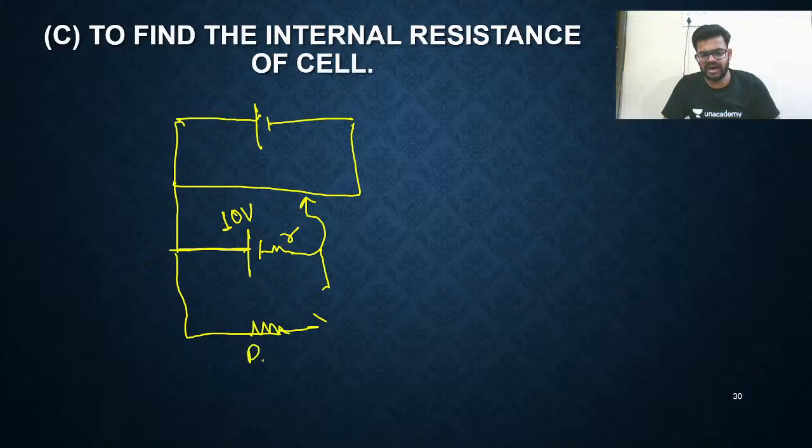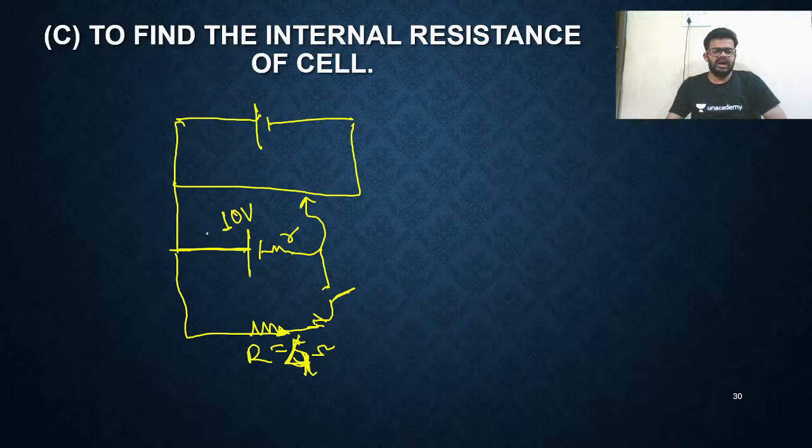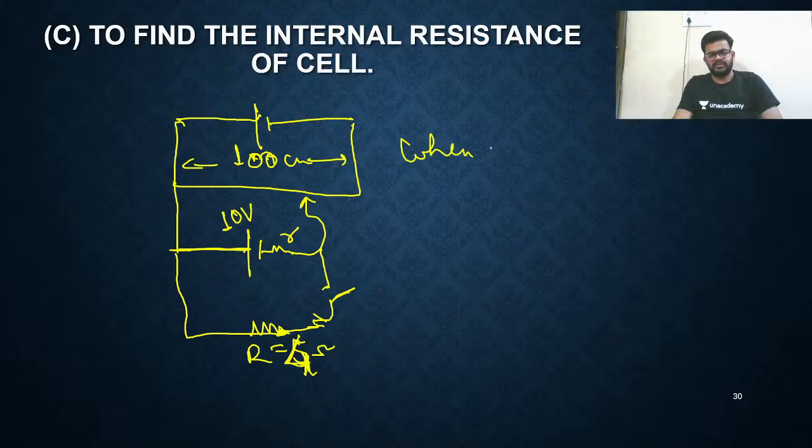Here is a resistance R that, let's say, is 5 ohm, or 4 ohm, whatever. And here is a key. The length is, let's say, 1 meter, 100 centimeter you take. So I am saying, when the key is open.